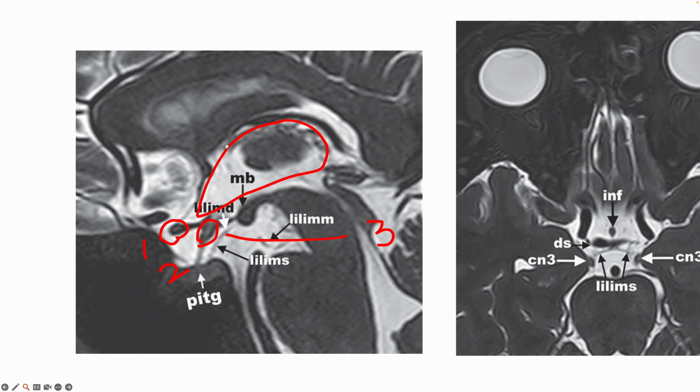Okay, so this is the third ventricle. The third ventricle anterior wall. So what would the structure be? Yeah, so structure 1 is the optic chiasm. What do we think is structure number 2? Yeah, so structure number 2 is the tuber cinereum. And what do we think is structure number 3?